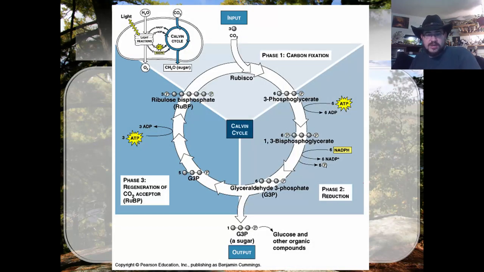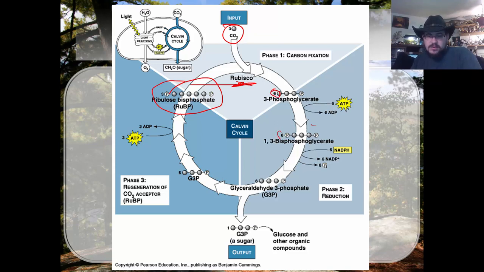So here we go. Here's our 3 phases. Here's our carbon dioxide coming in. Here's our RuBP, and we get Rubisco. And then we break it down into these 6 molecules. So there we go, 6 molecules.